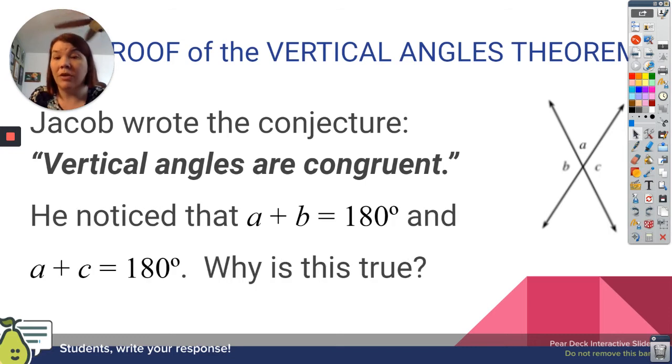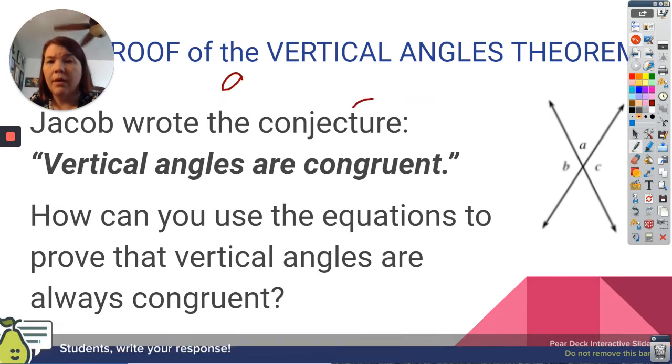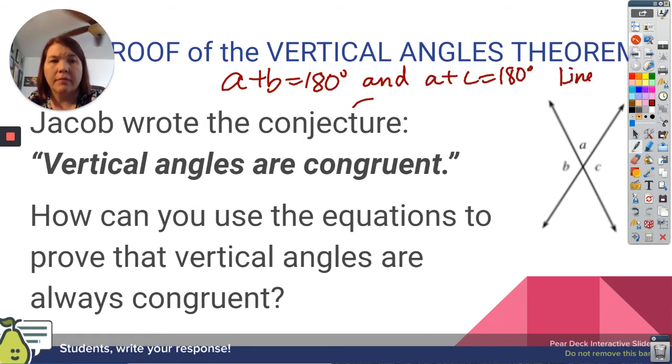Again, we're going to use Jacob's ideas here, that A plus B is 180 and A plus C is 180, and that's true because they're linear pairs. We'll go ahead and write that down. A plus B equals 180, and you should be typing this, and A plus C equals 180 because they're linear pairs. Okay, and so we're going to use that to help us.